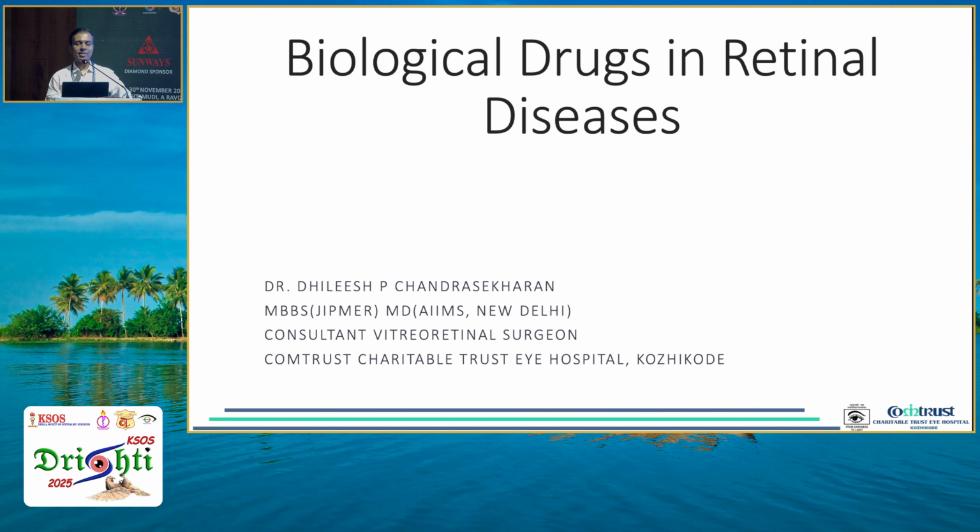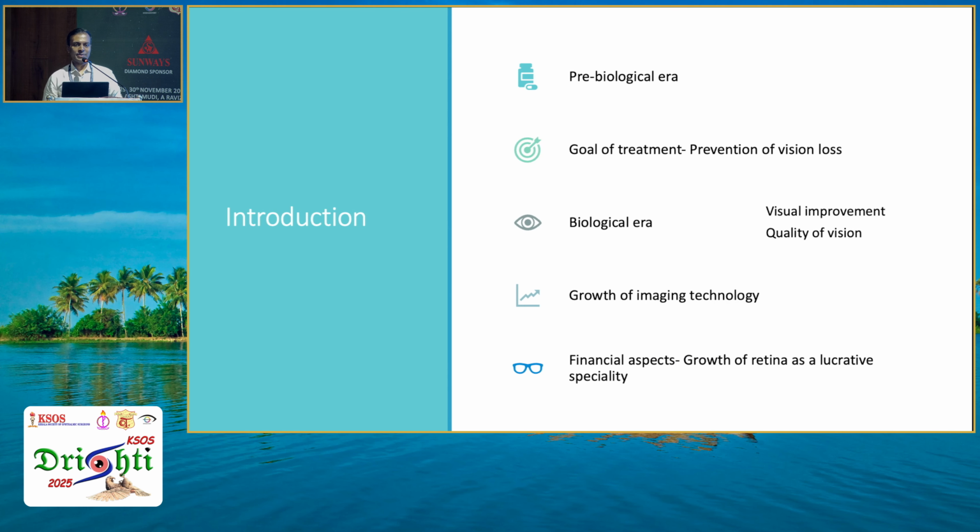Good morning, everyone. I'll be talking about biological drugs in retinal diseases. As we know, in the pre-biological era, that is before 2005, before the first biological drug, ranibizumab, got its FDA approval, the goal of treatment in retinal diseases was rather the prevention of vision loss. We were not talking about improvement in vision in chronic retinal diseases like diabetic retinopathy and wet AMD.